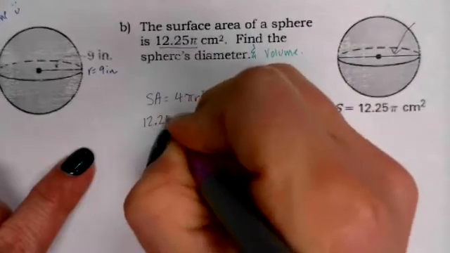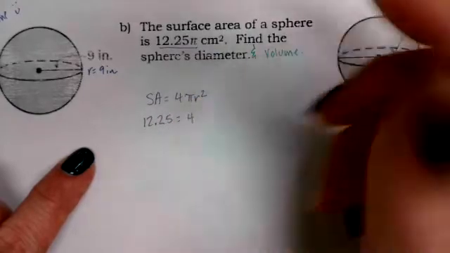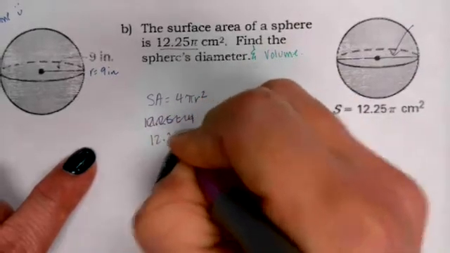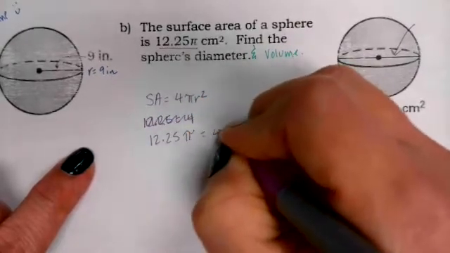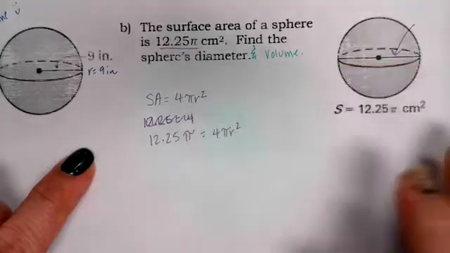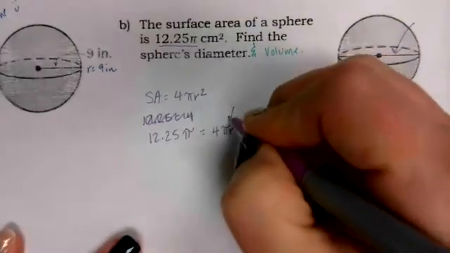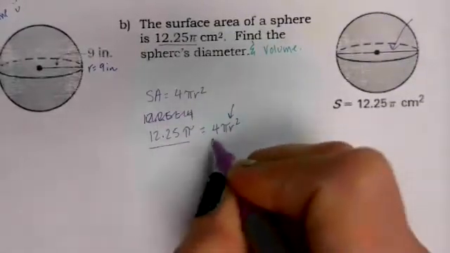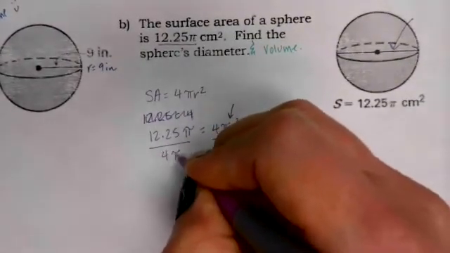So 12.25 is equal to 4, oops, so sorry, I missed my pi. Let me start fresh. 12.25 pi is equal to 4 pi times the radius squared. So I need to solve for the radius. So I need to divide by 4 and pi. I'm going to go ahead and do those at the exact same time. So divided by 4 pi.